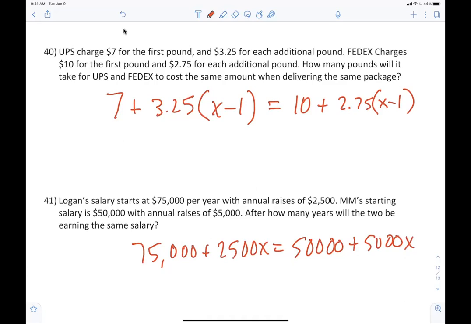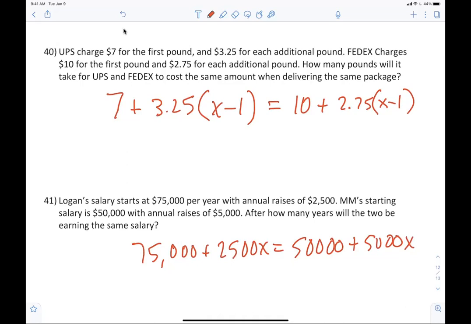No, no, no, not the revenue. Tell her. You already bought the first pound. The first pound cost you $7, right? So when you take your box, you're going to pay $7 for the first pound and then $3.25 for every other pound. Every other pound means you're not paying for the first pound twice. Now you understand why it's x minus 1.